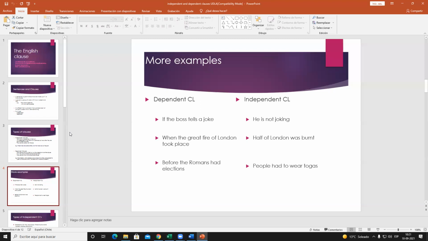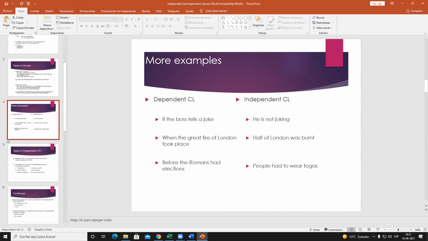So the thing we learn out of this slide is the fact that a dependent clause begins with a very special word. That special word is called subordinate conjunction. Subordinate conjunction. Right?